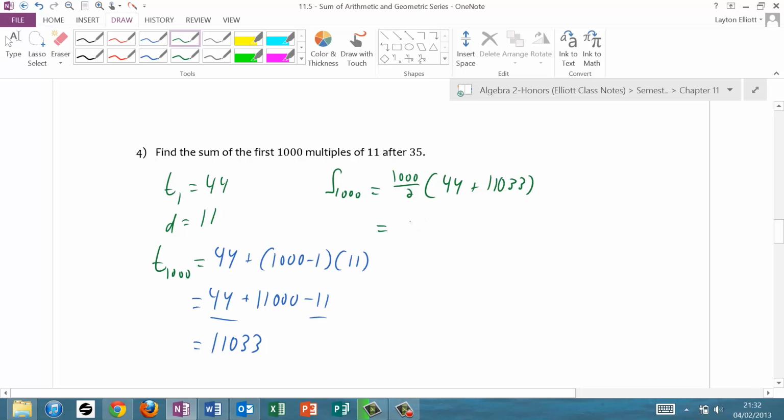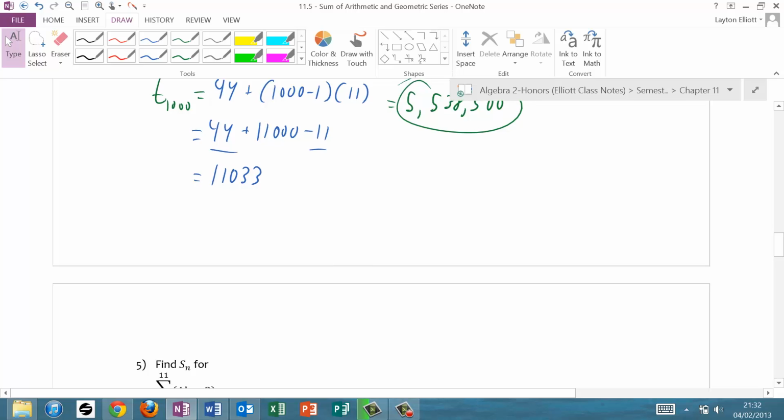You will want to break out your calculators for this one. I can get it down to 500 times 11,077. But let's be honest, after that point, we can just break out the calcs and say 5,538,500. Please put commas on a number that big. And that's my sum. Let's go to number 5.